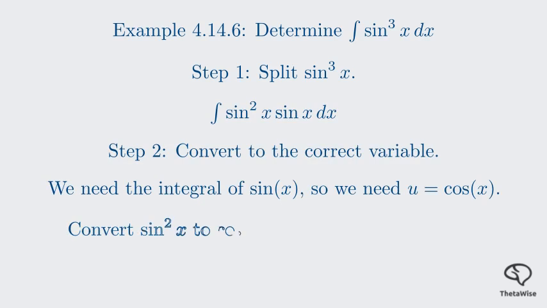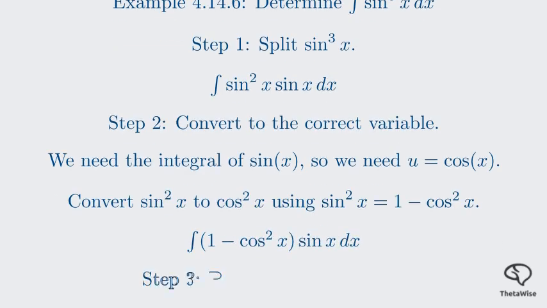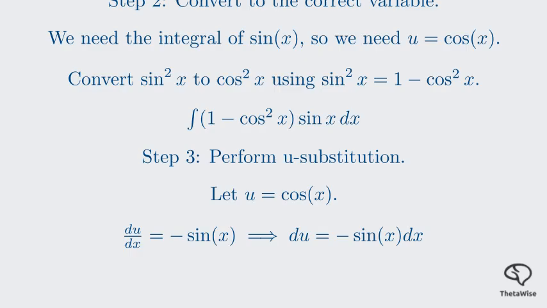Therefore, we must convert sine squared x into terms of cosine. We use the identity sine squared x equals 1 minus cosine squared x. Our integral is now the integral of the quantity 1 minus cosine squared x times sine x. Now we are ready to substitute. Let u equal cosine x. Then du is negative sine x dx. Substituting this in, we get the integral of 1 minus u squared times negative du. The sine x terms cancel.